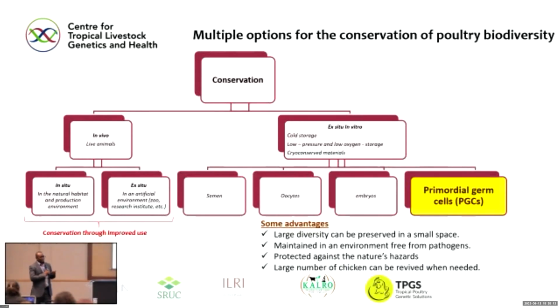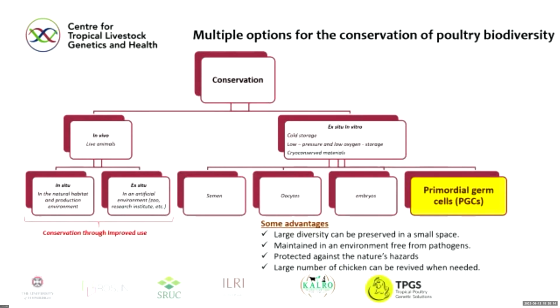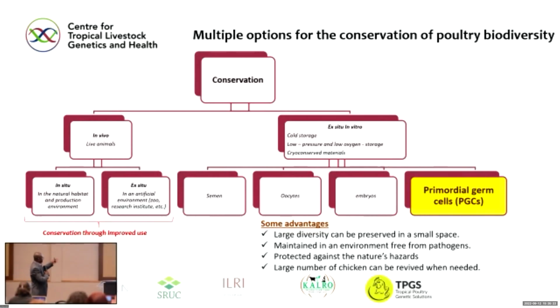in place. And when we are talking about conservation, of course, we have different approaches for conservation, in vivo or ex situ in vitro. And when it is in vivo, ILRI and collaborators have the Tropical Poultry Genetic Solution Program, which has also been doing conservation to improve use in local communities using different community-based breeding programs.